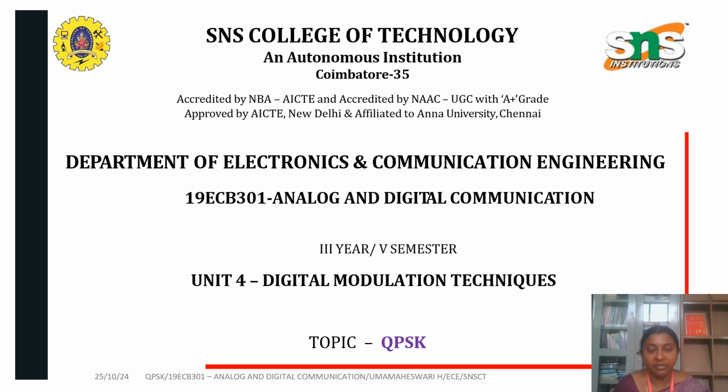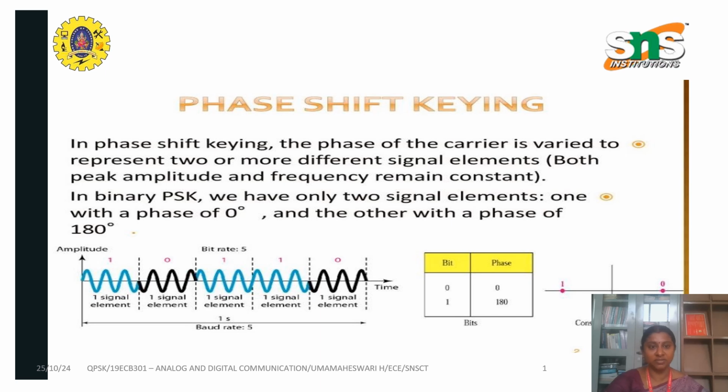In this particular video, I'm going to explain about QPSK. It is one of the types of PSK. PSK is nothing but phase shift keying, whereas QPSK is quaternary phase shift keying. In phase shift keying, the phase of the carrier is varied to represent two or more different signal elements. Both peak amplitude and frequency remain constant.